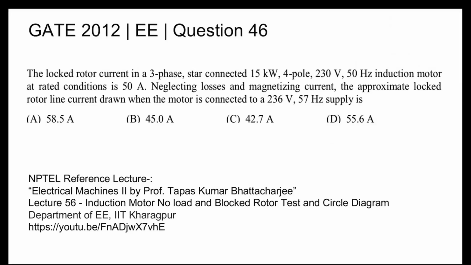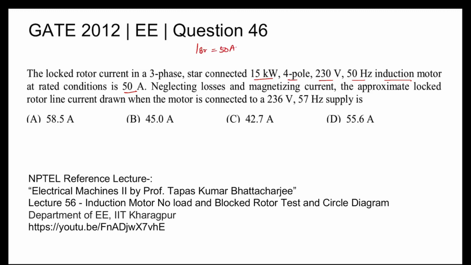This is GATE 2012 electrical question number 46. It says the locked rotor current in a 3-phase star connected 15 kilowatt, 4 pole, 230 volt, 50 hertz induction motor at rated condition is 50 ampere. So the locked rotor current, that is I_BR, is given.